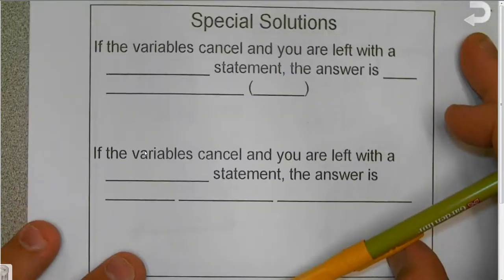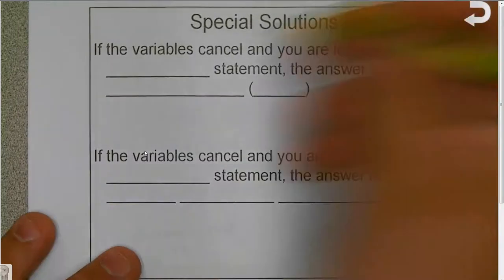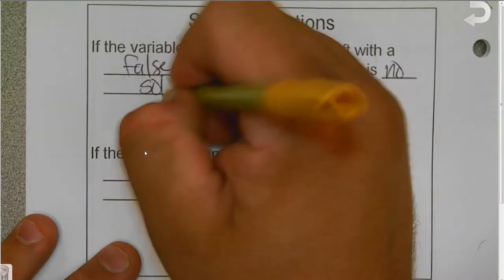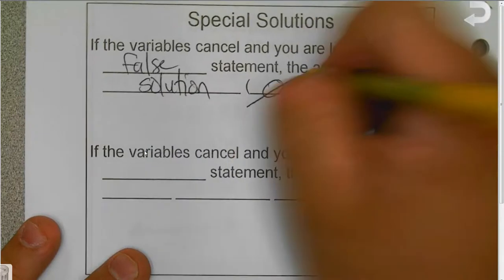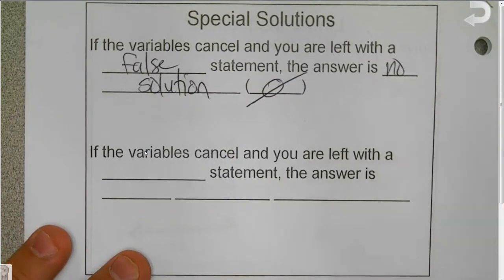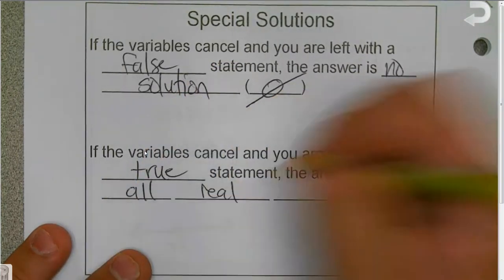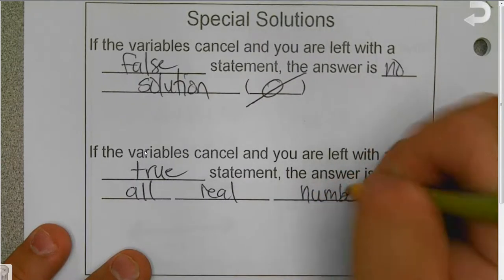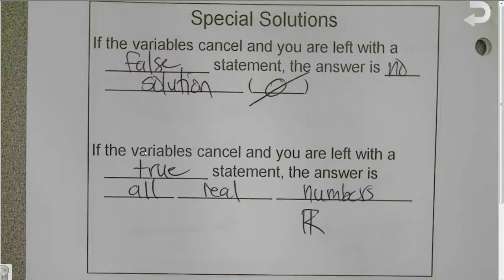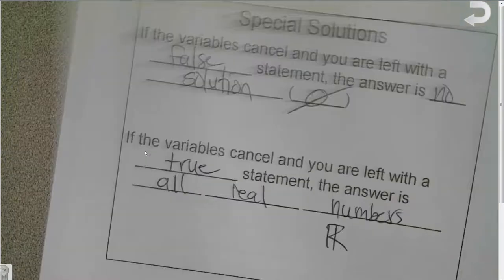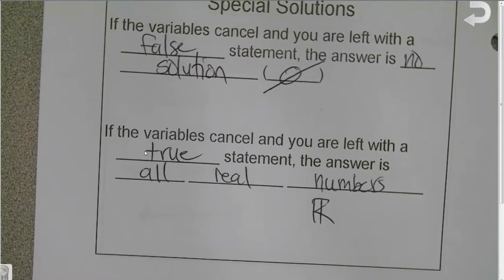To help us out remembering that, if the variables cancel and you are left with a false statement, the answer is no solution. And that's this symbol. If the variables cancel and you are left with a true statement, the answer is all real numbers. And that's that symbol. And that applies to equations and inequalities. So make sure you understand that, like if you get a special solution. If it's false, it's no solution. If it's true, it's all real numbers.